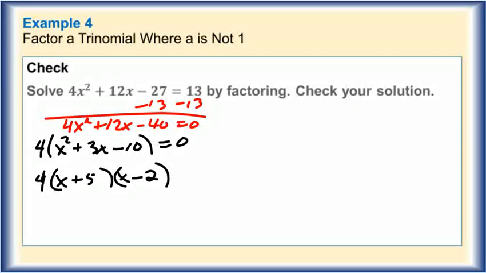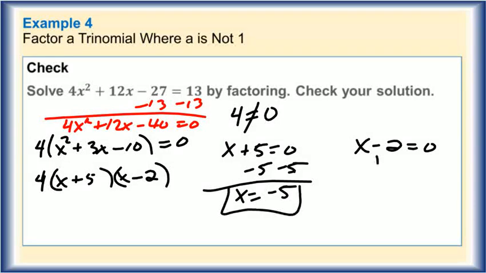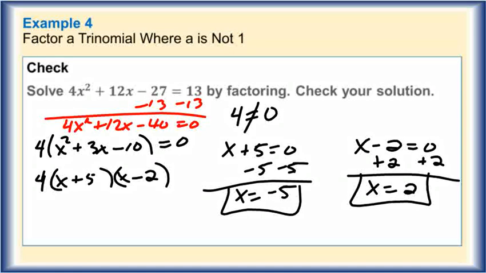And make each factor equal to 0. 4 can never equal to 0, so I don't worry about that. X plus 5 equals 0, and x minus 2 equaling 0. So here I subtract 5, and I have x equaling a negative 5. Over here, add 2, and I have x equaling a positive 2. My two solutions are negative 5 and a positive 2.